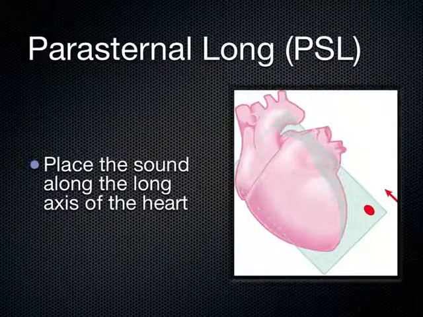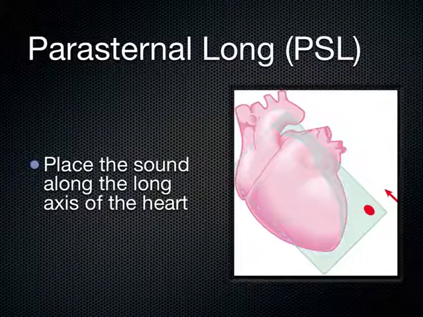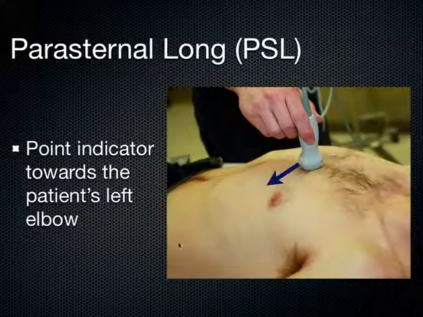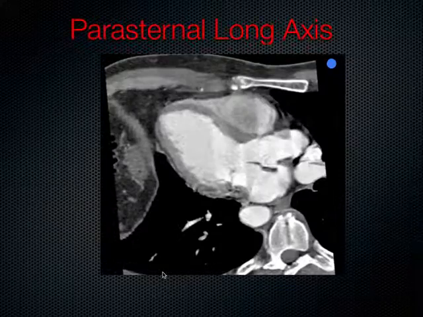So parasternal long, we've got the indicator down towards the patient's left elbow or left hip. As you can see here, if the arm is akimbo, it's going to be the elbow. But if the arm, for some reason, is above their head, think about the left hip. That's the indicator direction.